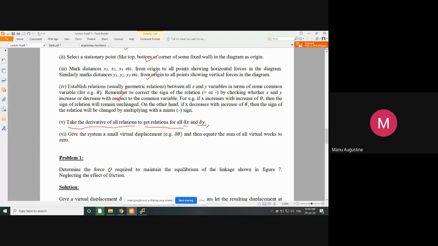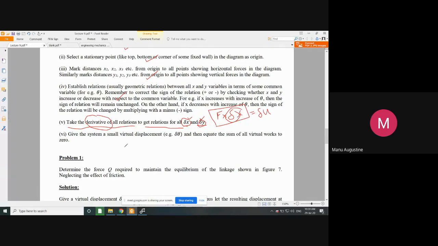Take the derivative of all relations and get del x and del y. But still it is not clear why we wanted the value of del x and del y. See, this is the preparation for creating your virtual work. If you remember the concept of virtual work, any force has to be multiplied with a small imaginary displacement. Do you remember that? So if a small imaginary displacement is required to create the virtual work, which we will call del u, we need a small del x. And that is why this differentiation step comes in. This is why you have to do it.